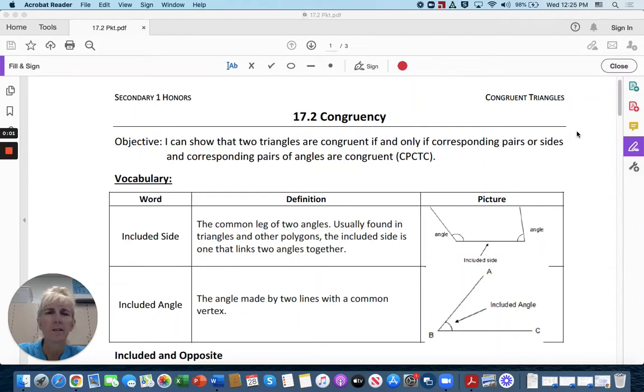Hello students, today we will be going over 17.2 congruency, and our objective today is I can show that two triangles are congruent if and only if corresponding pairs of sides and corresponding pairs of angles are congruent, also known as CPCTC. Okay, so we have some vocabulary here.